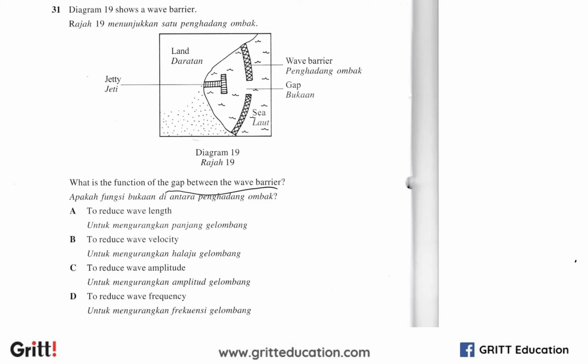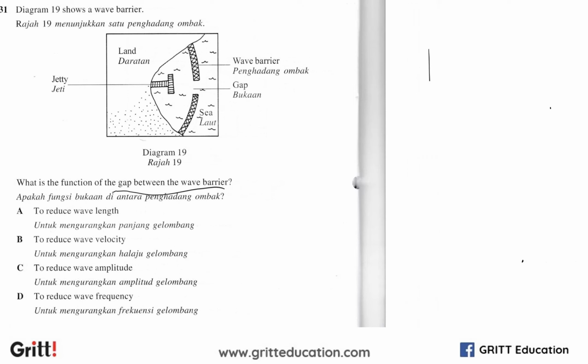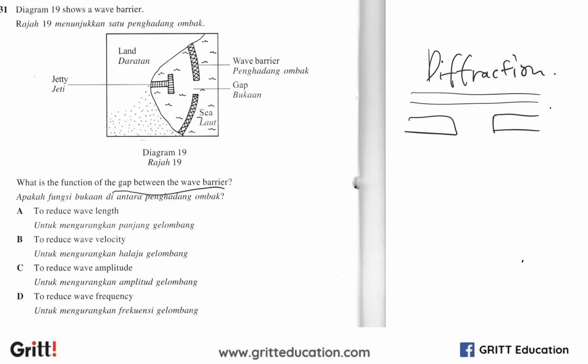Now when you look at this diagram, you have to think of diffraction. Diffraction really is just the spreading of the waves, okay? Whether it goes through a gap or whether it goes through a small barrier, the waves will actually spread out. So in this case, when you go through a gap like this, so let's say these are the water waves, it will spread out, okay? So that's called diffraction.